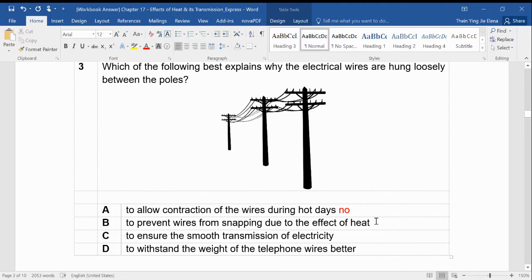To prevent the wires from snapping due to the effect of heat. So when it's very hot, the wires will expand, and if it's pulled very tightly together, it could burst. When it bursts, then it will break, then the wires will not be able to transmit the electrical signals anymore. So we have to create some space, hang it loosely so there's space for it to expand. Because when it expands, it'll become tighter. So in this case, I'll write yes, it's true.